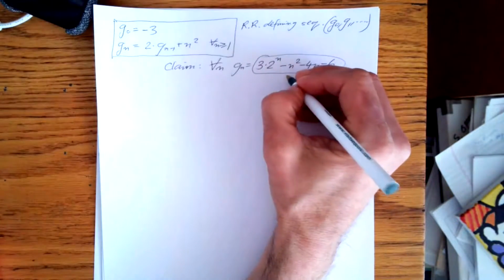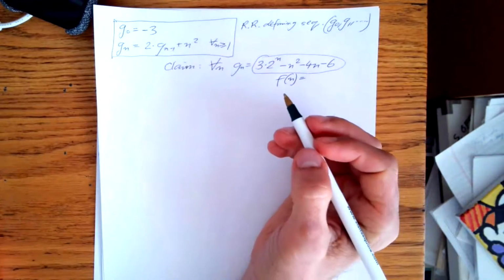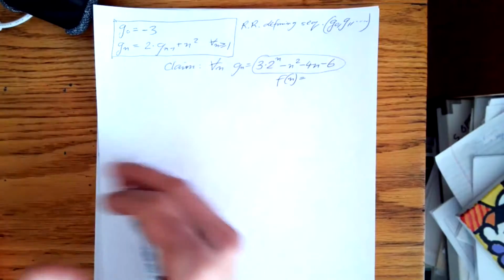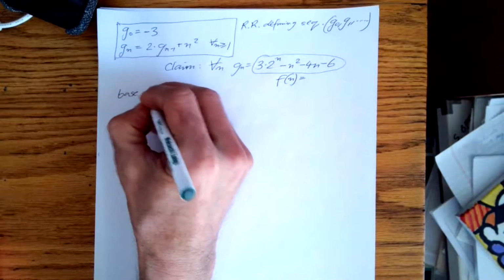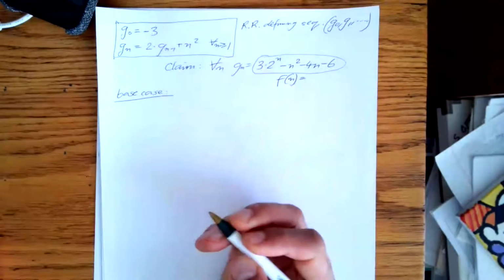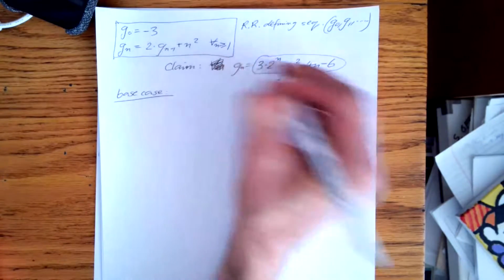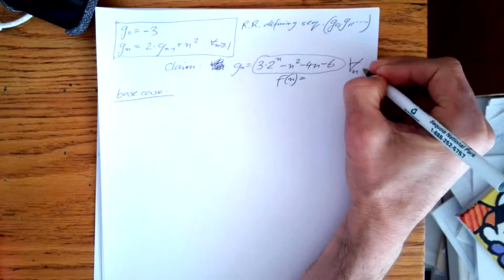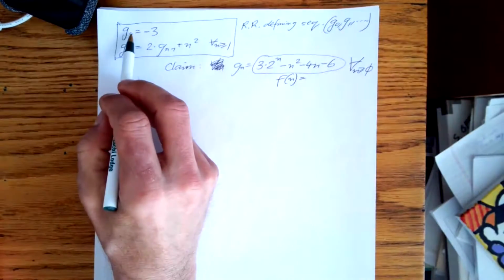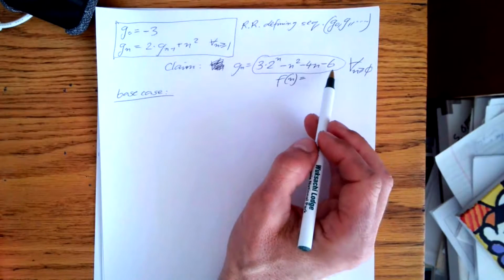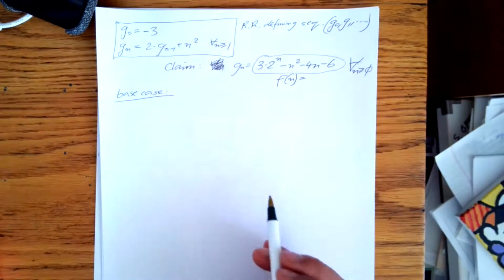I will denote this expression f of n, so as not to get lost in the arguments. Let's see, what does the base case look like? What do we have to prove in the base case? Let's write it here: for every n greater or equal to 0, because my starting point is 0. I want this closed form expression to express all values of the sequence starting from the first one.